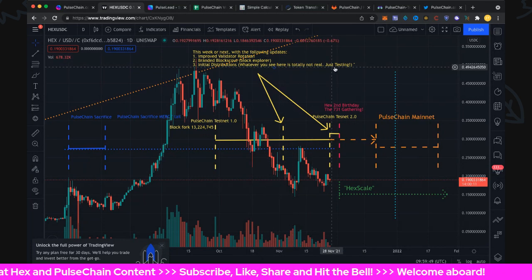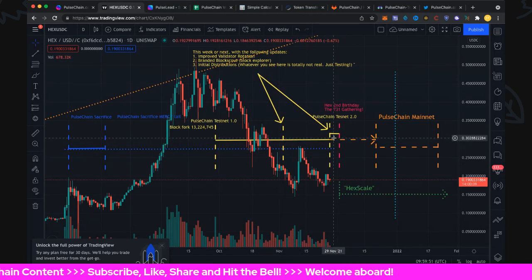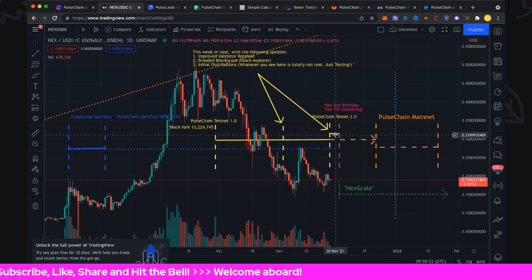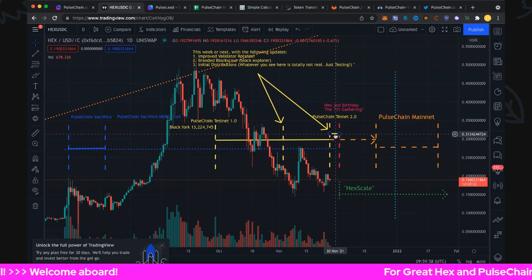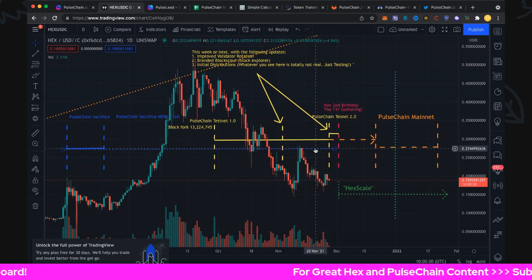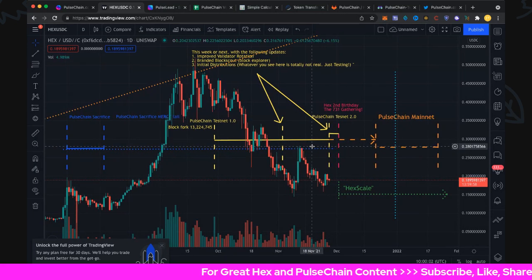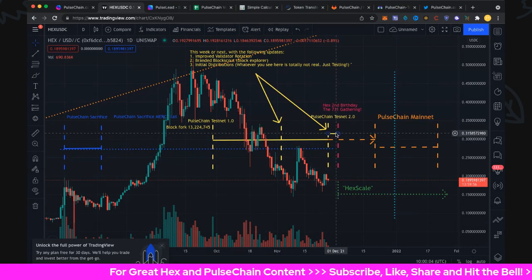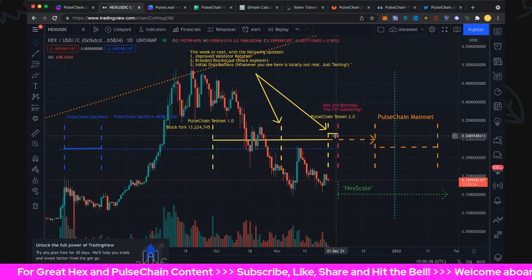Whatever you see here is totally not real, just testing. It will be raw data, but it will be actual data. So I'm not exactly sure it will be the final until we get the actual fork. That will be the final, I guess. We'll see what happens with the distribution where we get a final one as well. So we're watching that very carefully.